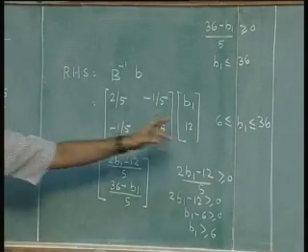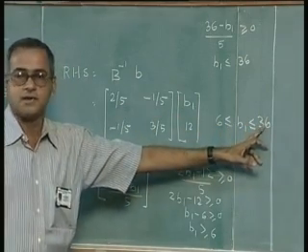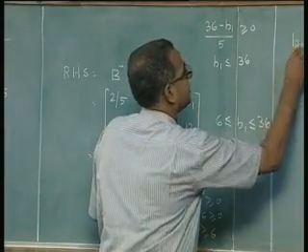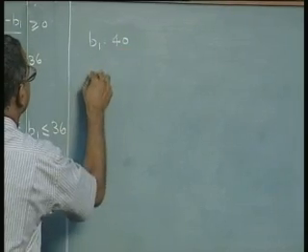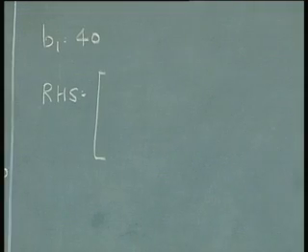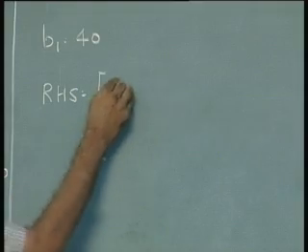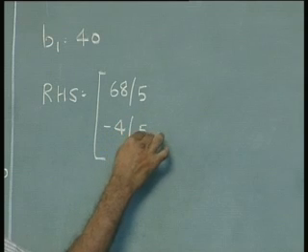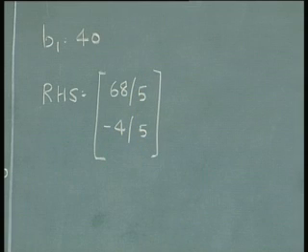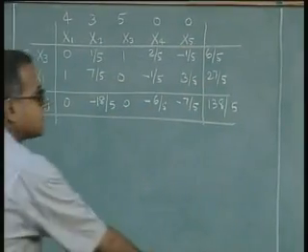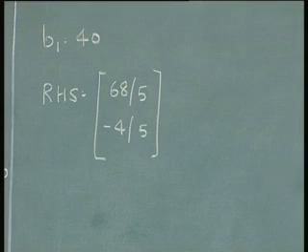Now if b1 violates this range, is outside of the range, then one of these will become negative. For example, if we take b1 equal to 40, then right hand side will become 80 minus 12 by 5, which is 68 by 5, and minus 4 by 5. So now if b1 is equal to 40, then this will change to 68 by 5 and minus 4 by 5.